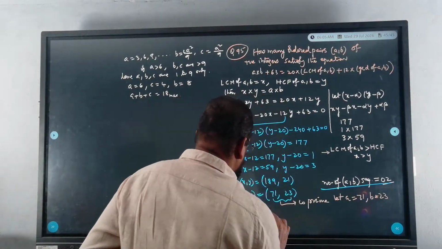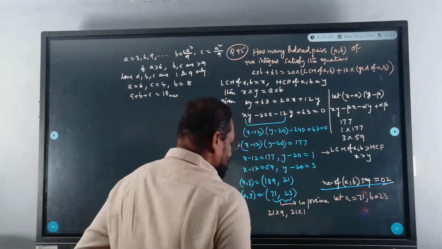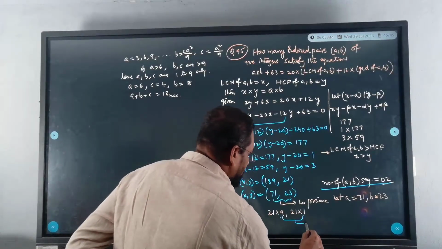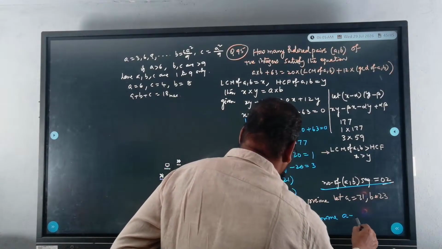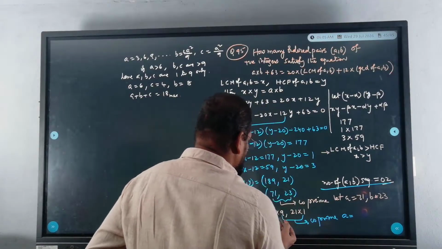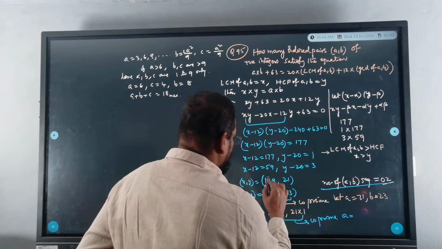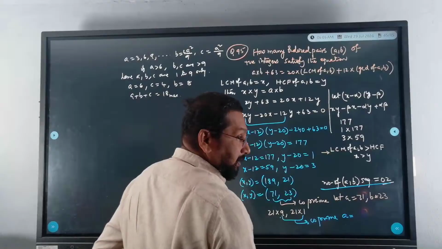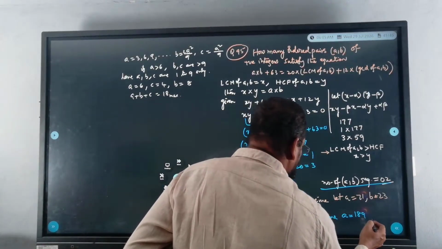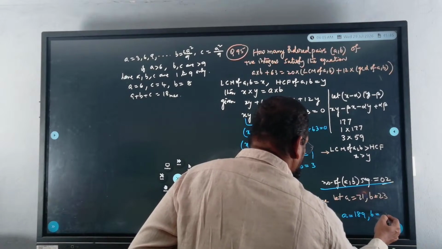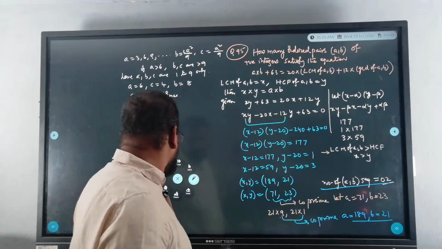Now come to here. This is 21 into 9, 21 into 1. Here 9 and 1 are co-prime. Here one pair. Here LCM is 189, HCF is 21. LCM is 189 because 189 is a multiple of 21. So A is equal to 189, B is equal to 21. Only two pairs will come for AB.